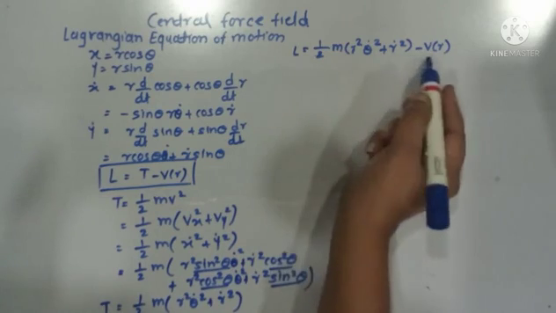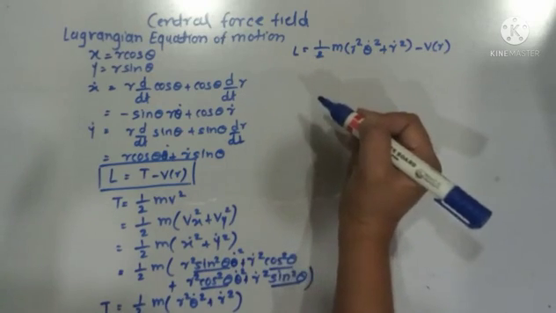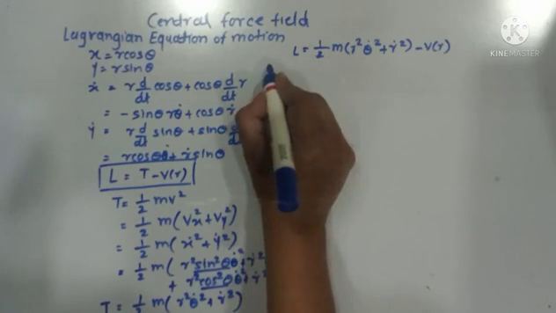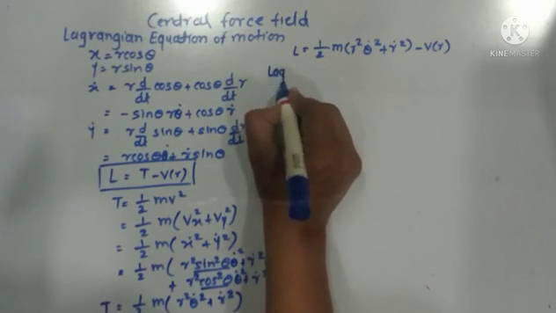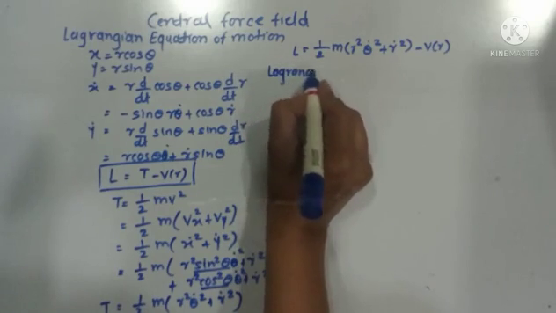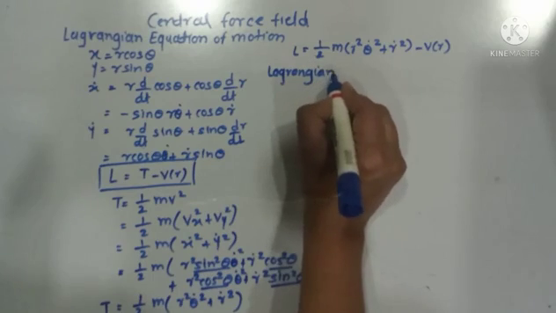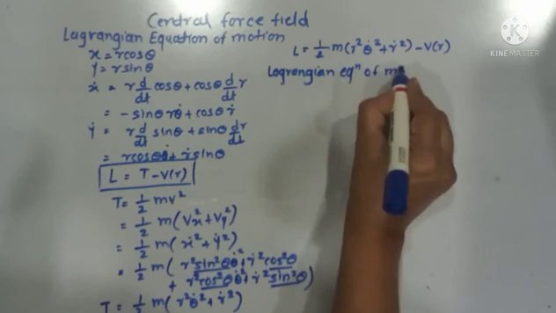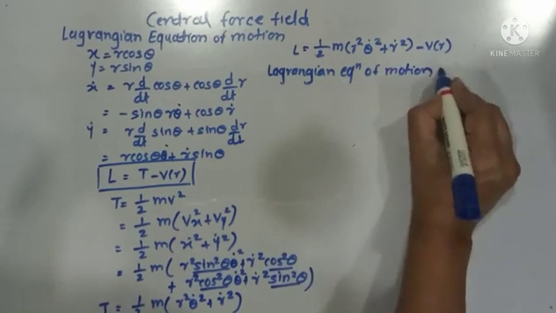So this is the value of the Lagrangian. Okay, now let us write the Lagrangian equations of motion in r and theta.